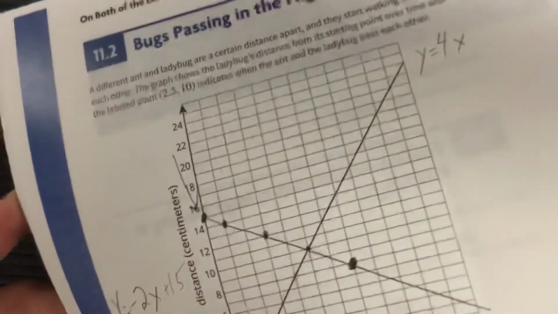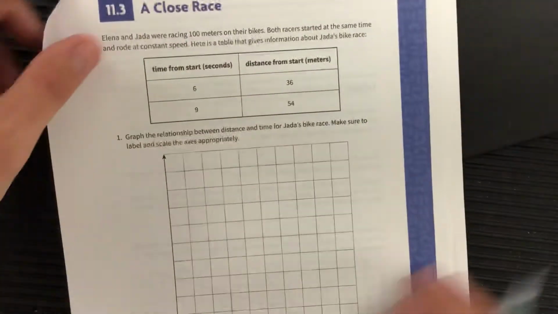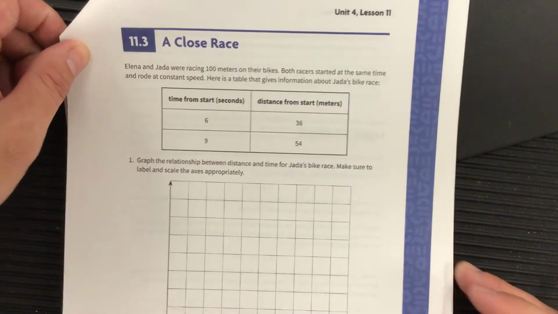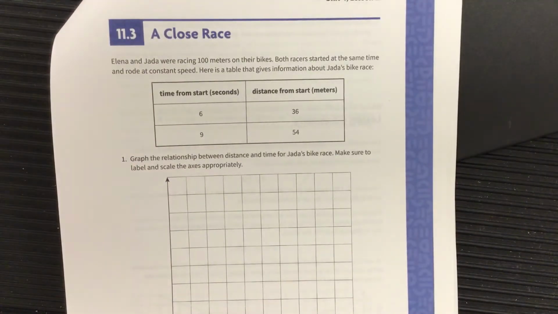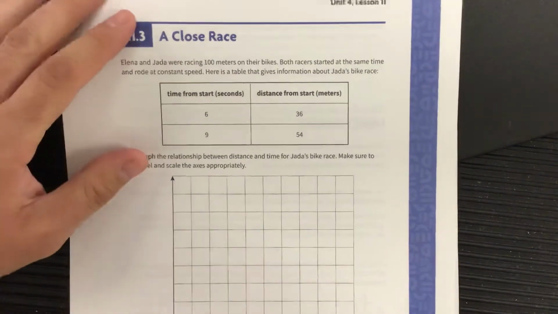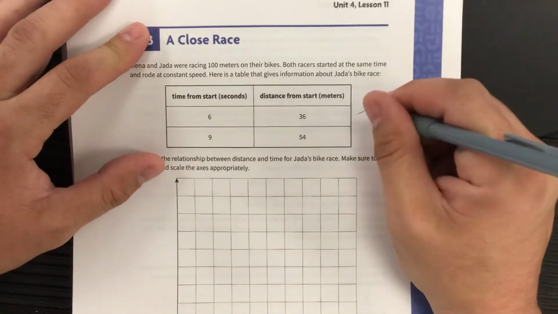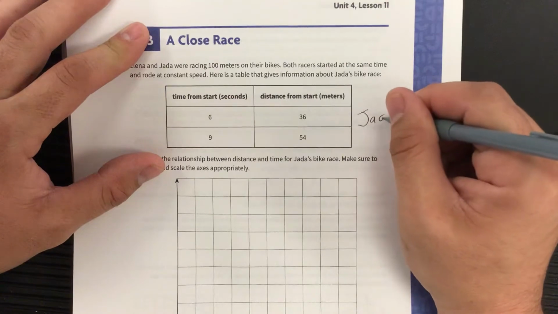Did we finish that? If you haven't already, draw your graph. Yep, we did that. All right, question 3. Josh, would you read that one, please? Elena and Jada were racing 100 meters on their bikes. Both racers started at the same time and rode at constant speed. Here's a table that gives information about Jada's bike race.